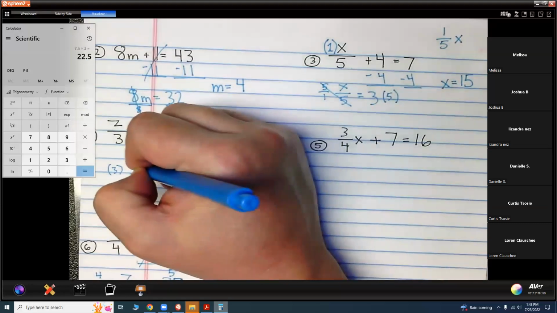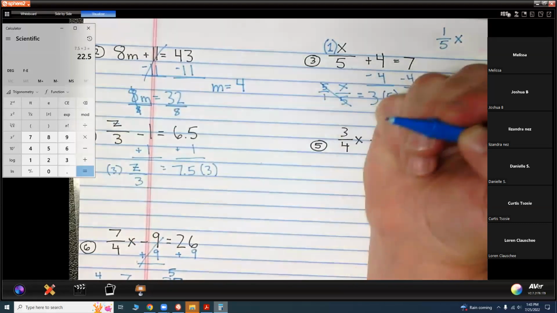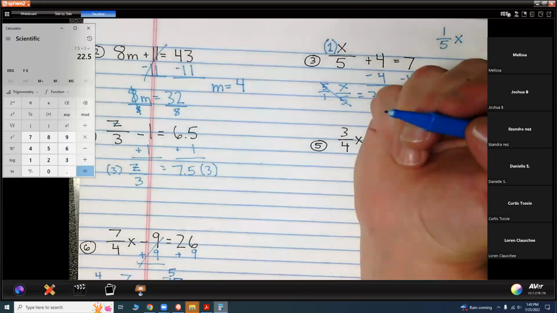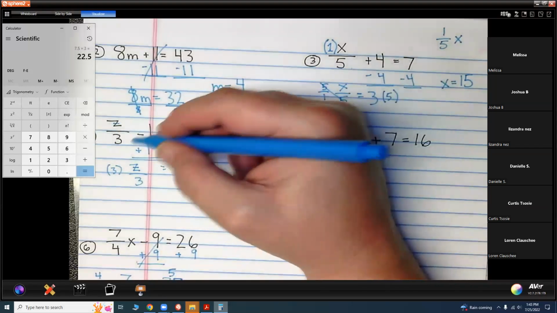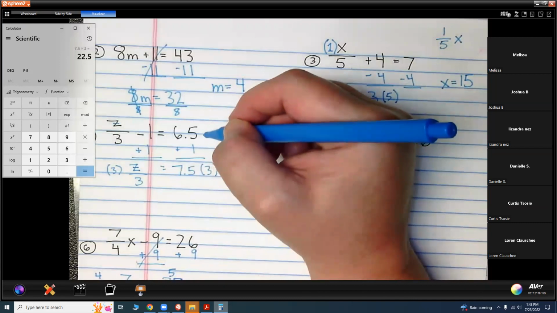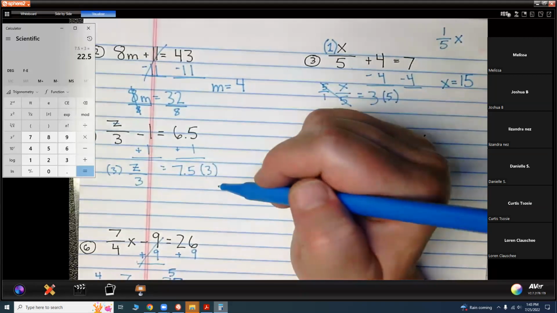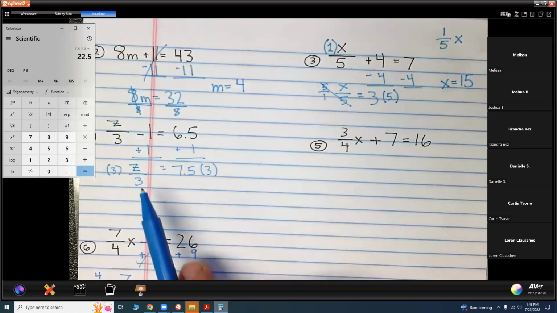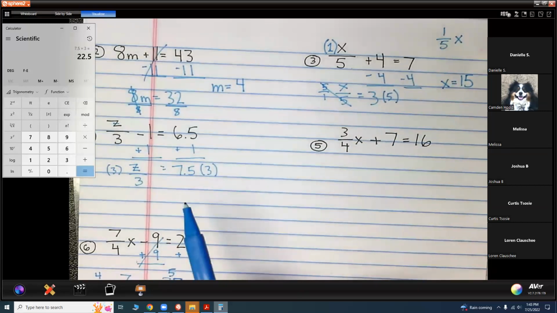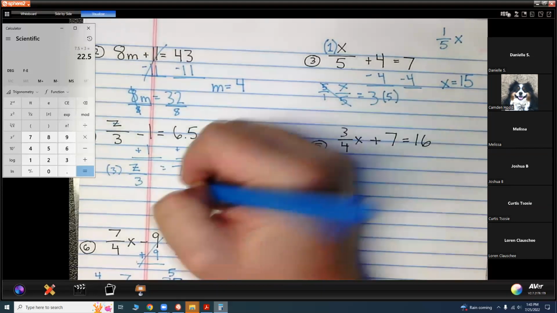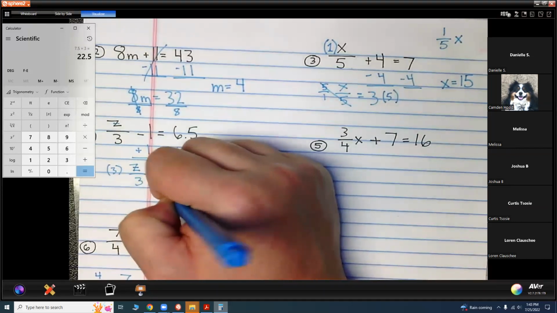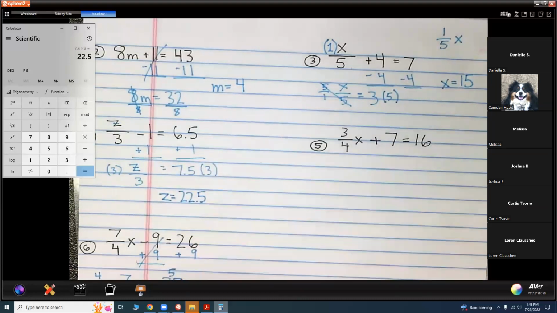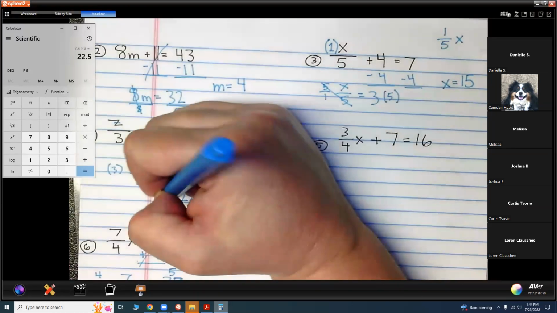That's a Z. Oh yeah, that's going to make a difference. Z divided by 3 minus 1 equals 6.5. So then we have to add 1 to both sides and then multiply both sides by 3. So Z equals 22.5. See where you got a little hiccup?